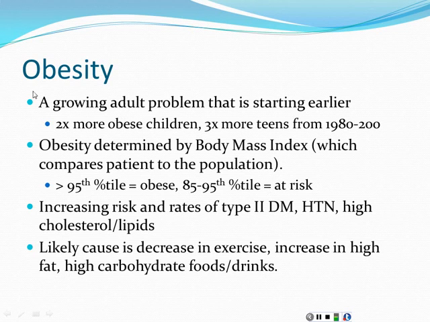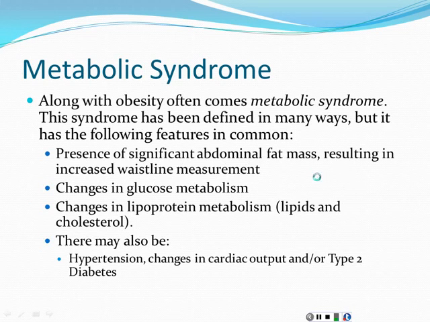But we define or diagnose obesity by body mass index. This is just a calculation that compares your weight to your height. Technically, it's your weight to your surface area, and then compares you to the rest of whatever group, which usually we compare Americans to Americans. So 95th percentile, if you have a BMI higher than 95% of people, that's obese, and then 85 to 95%, that's at risk.